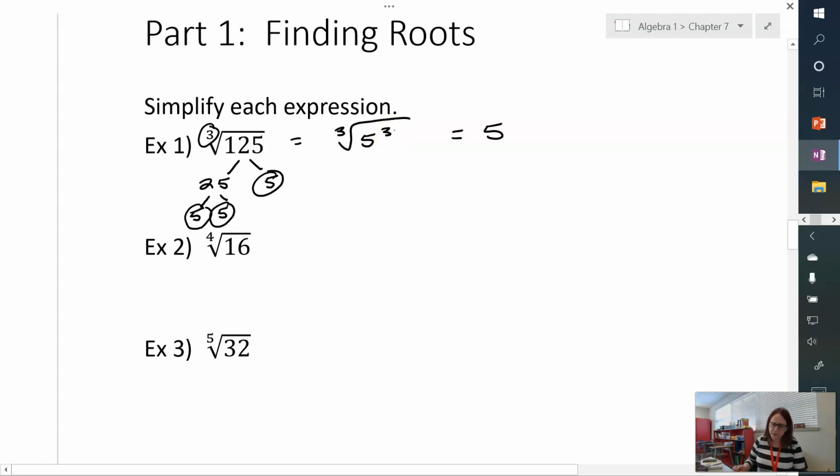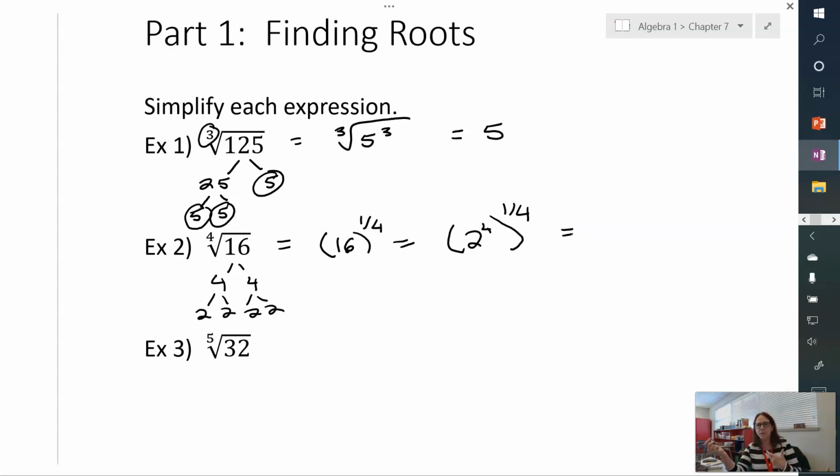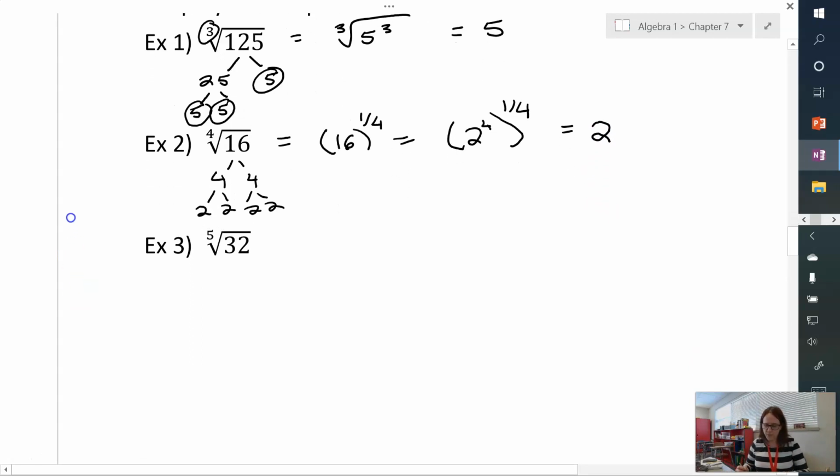So I get 5. Now we're going to do the fourth root of 16. Here's another way to look at it. Since it's the fourth root, I can think of that as 16 to the 1/4, because that's another way of saying what fourth root means. And so now let's do the factor tree on the 16 and see what happens. 16 is 4 times 4, and each 4 is 2 times 2. So now I get 2 to the 4th, to the 1/4. And remember, when you raise a power to a power, multiply those exponents. So 4 times 1/4, that's just 1. So our answer here is 2. Let's do the 5th root of 32.